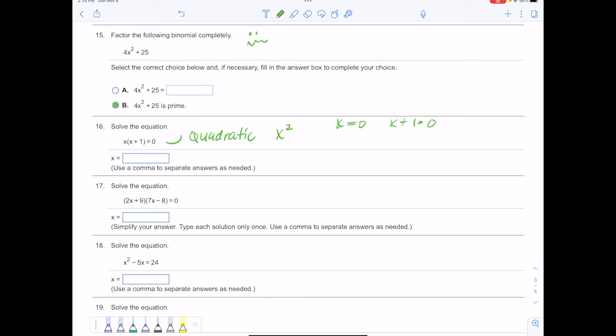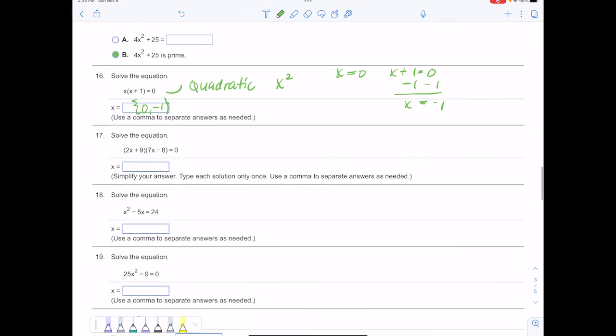So we can't solve x equals 0. That's already solved for us. But x plus 1, to solve for x, we're just going to subtract 1, and you get negative 1. So your two answers are 0 and negative 1. Those are the solutions. So if you were to plug 0 into this expression, 0 times anything is 0. If you were to plug negative 1 into this expression, you would get negative 1 times negative 1 plus 1. Negative 1 plus 1 is 0, and anything times 0 is 0. So those are both the solution to the equation.